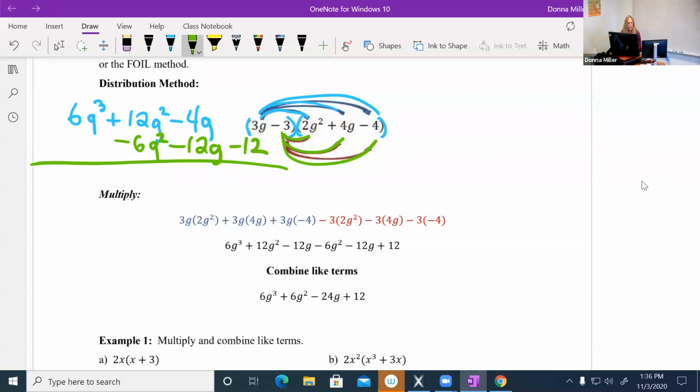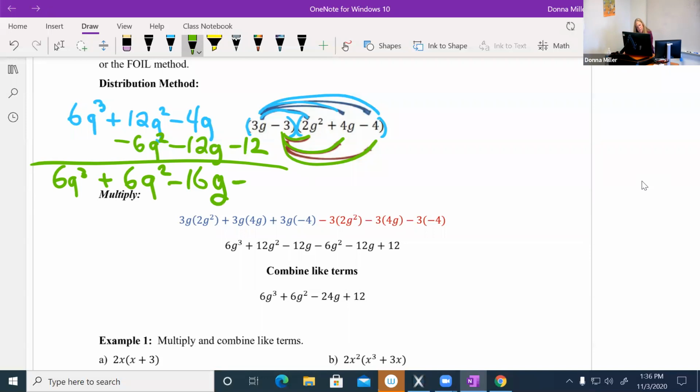Now I just add up like terms. So I get 6g cubed. 12 minus 6 would be +6g squared. I don't do anything with the exponents, just add like terms. -12g and -12g is -24g, and then I have +12. So that would be my product. Okay, any questions on that? We good? All right.